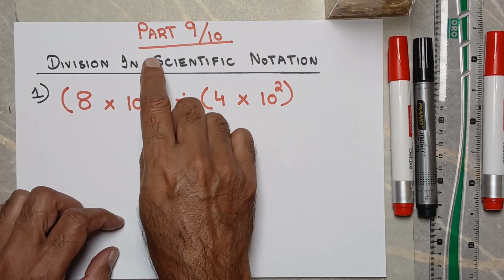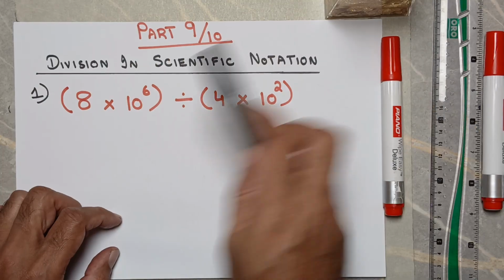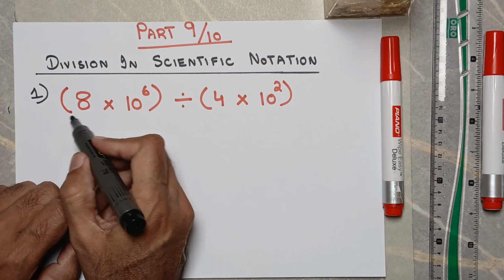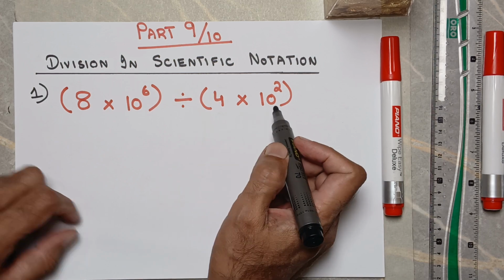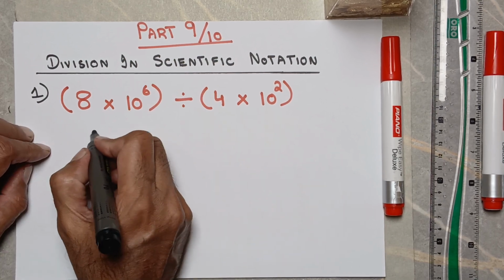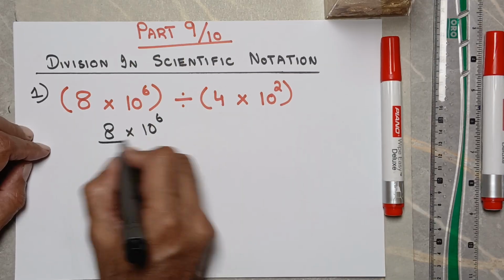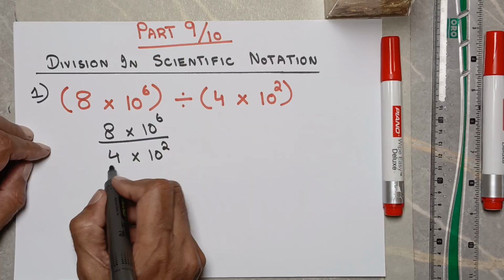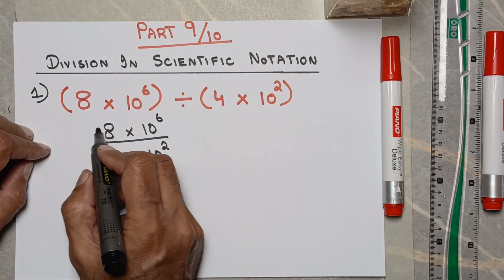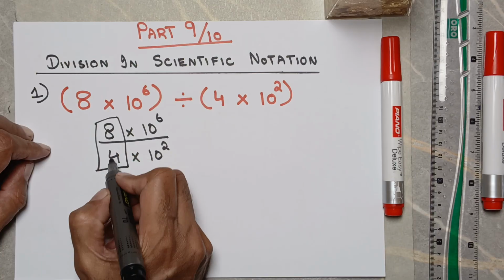Now, let's begin. Here it is part 9 oblique 10, division in scientific notation. The first question says 8 times 10 raised to the power 6 divided by 4 times 10 raised to the power 2. Simply, first of all, write it in this form: 8 times 10 raised to the power 6 and 4 times 10 raised to the power 2. Now, first of all, solve the non-exponential part, where we have 8 divided by 4.